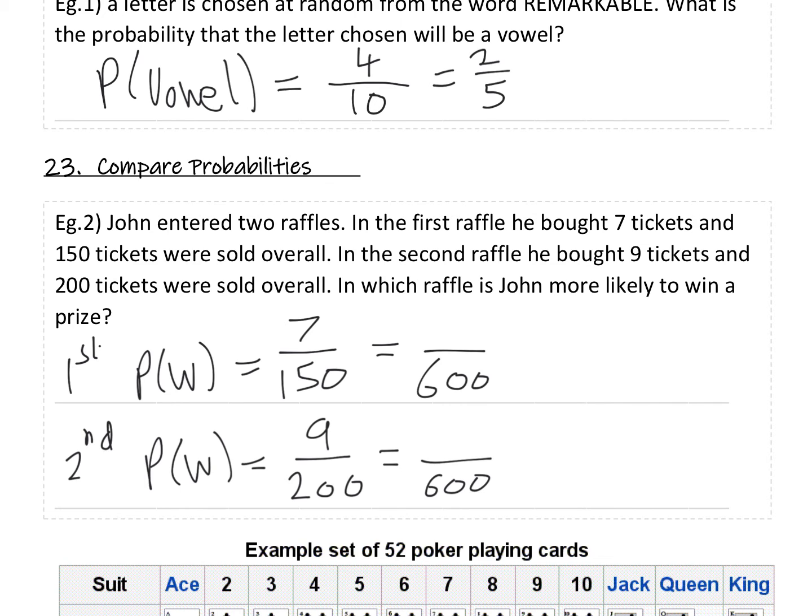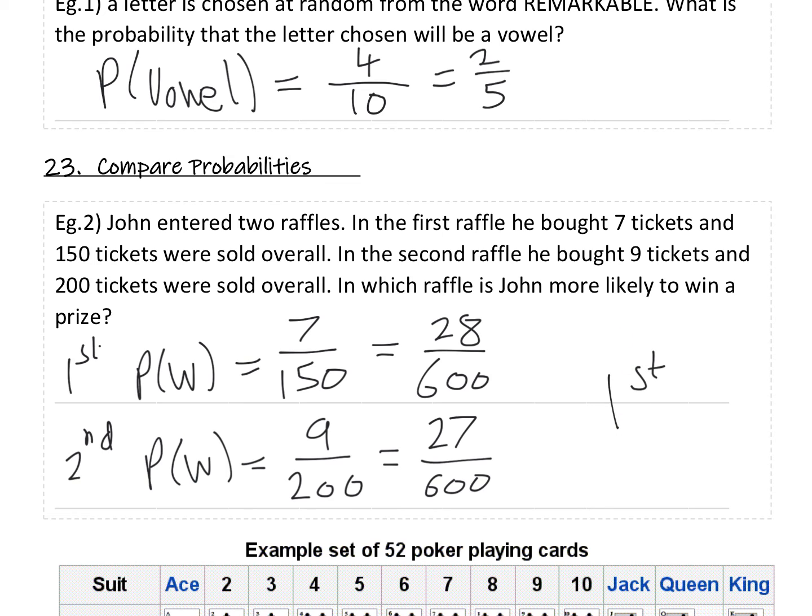So in the first one, to get from 150 to 600, you would times by 4. So that would be 7 times 4 is 28. On the second one, to get from 200 to 600, you multiply by 3. So 9 times 3 is 27. So it's very close, but it's more likely that he would win in this one because 28 out of 600 is bigger probability than 27 out of 600. So your final answer would be it's more likely that he wins on the first.